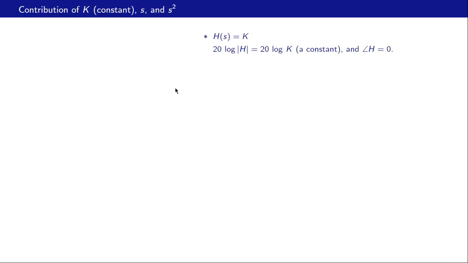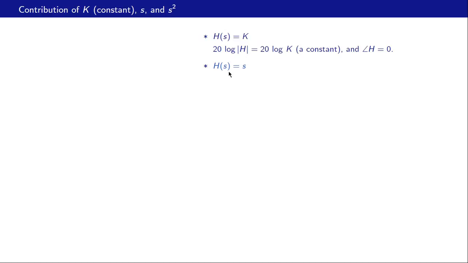Let us now look at the contribution of a term like k, just a constant, or s, which is j omega, and s squared, which is j omega squared. Let us take h equal to k first, just a constant. What is 20 log h? It is 20 log k, and that is a constant. What about the angle? Let's say k is a positive constant. In that case, the angle is 0. If it's negative, the angle is 180 degrees or minus 180 degrees.